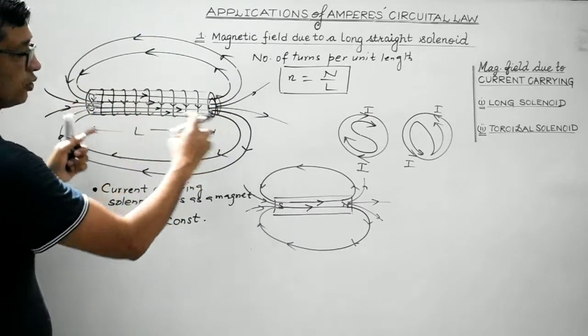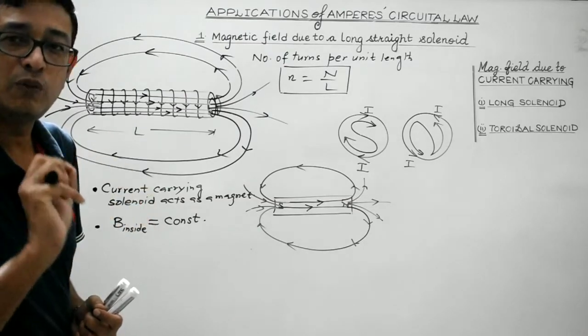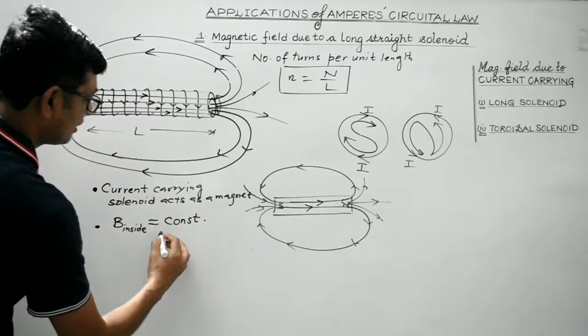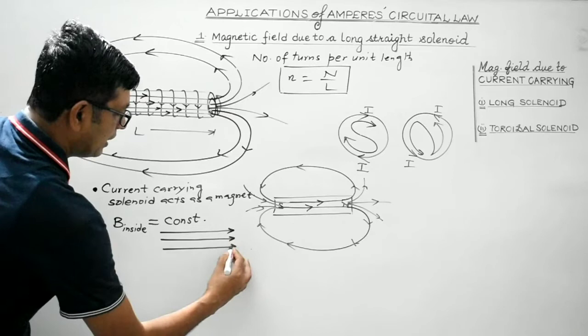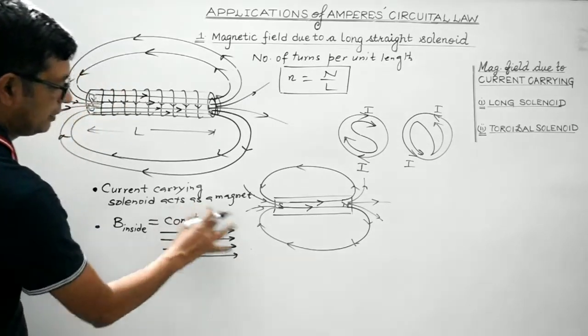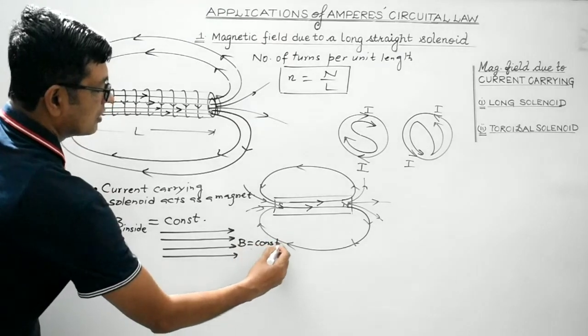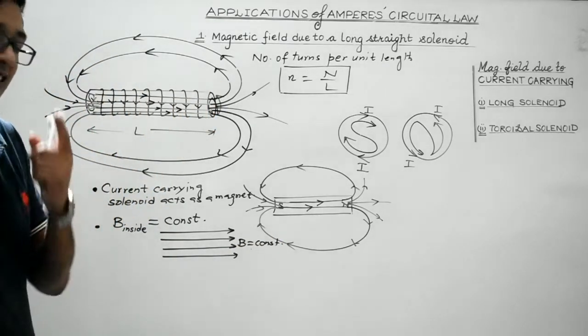As you can refer to this diagram, the field lines inside the long solenoid are almost straight and parallel. It is like this. And whenever field lines are represented by equidistant parallel lines, it represents that the magnetic field in this region must be constant. So the magnetic field inside the solenoid is constant, right?